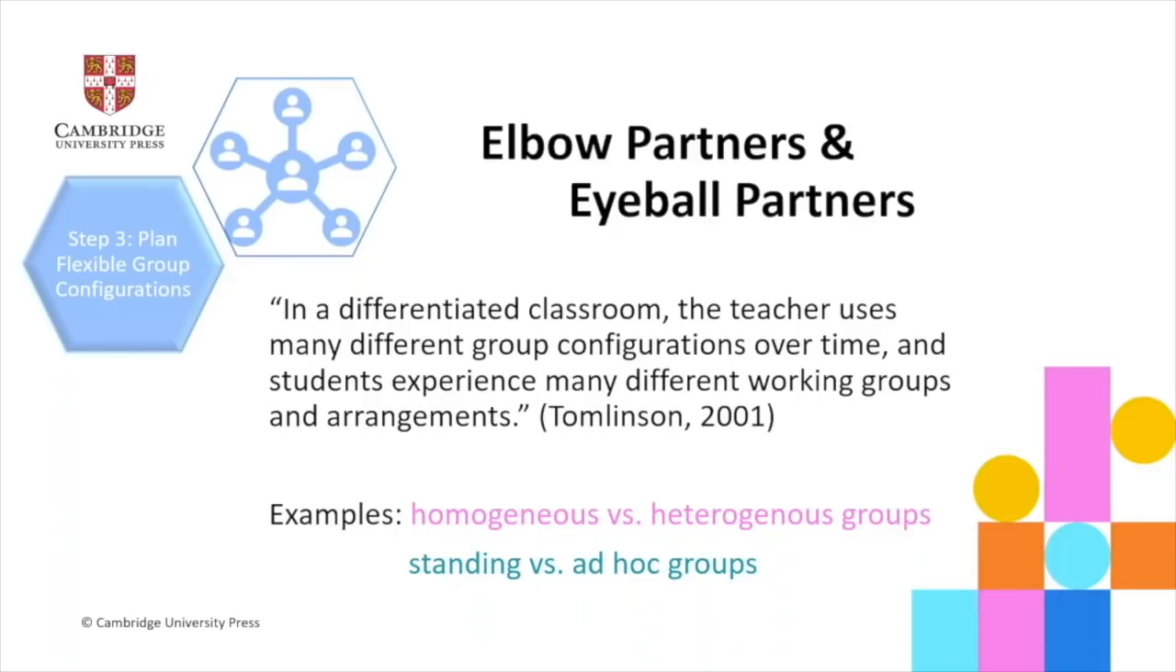So the idea is that when you are creating a seating plan for students, you often put their elbow partner as someone of a similar ability level on whatever particular topic you're working on, and your eyeball partner is more of a challenge partner, who may see the world a little bit differently, who may have a slightly different set of strengths and weaknesses than you do. And so the teacher can flexibly move between elbow partners and eyeball partners throughout the day, depending on what the objective is.